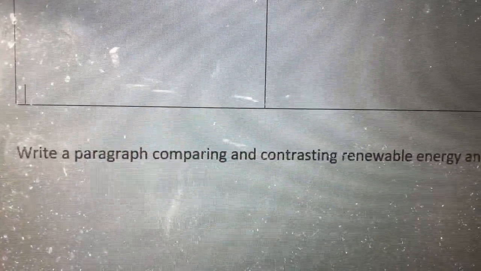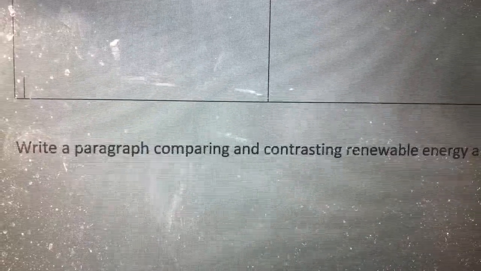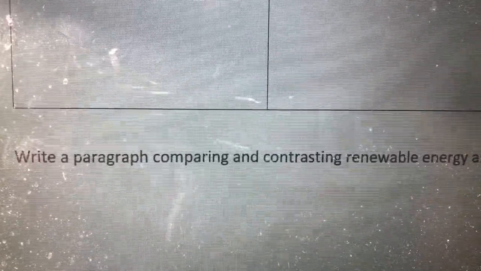But we do have something else to do, though. Did you see the question at the end of the graphic organizer? Okay, well, if not, let's read it together. Write a paragraph comparing and contrasting renewable energy and non-renewable energy. So you need to write a paragraph comparing renewable energy and non-renewable energy, okay? Comparing and contrasting. How are they alike? How are they different?